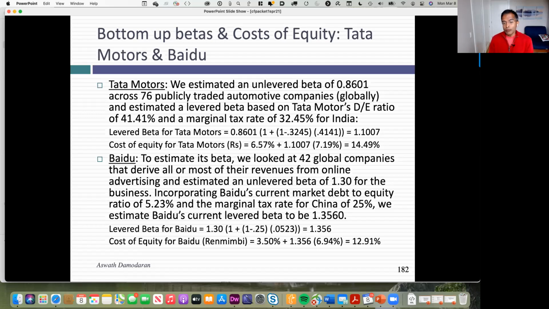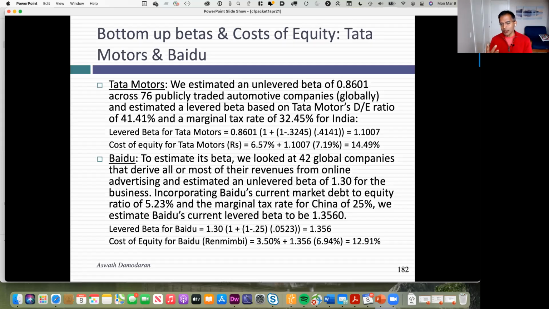If I look at Baidu, single business company again, online advertising, I found 42 publicly traded online advertising companies. And again, I had to go out of China because otherwise my sample size was too small. The unlevered beta was 1.30. And I applied Baidu's tax rate and Baidu's debt to equity ratio, which is tiny, 5.23% debt to equity ratio, gives me a levered beta 1.356.